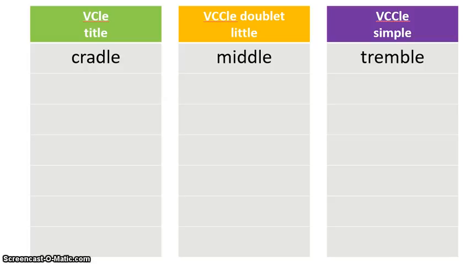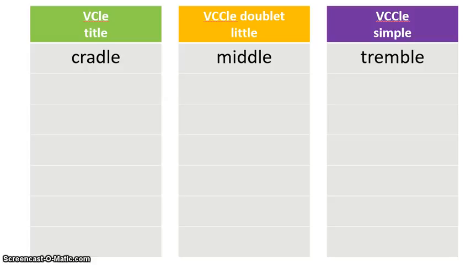So let's take a look at the first column, the green column. And I am specifically looking for a vowel consonant LE pattern. If you look at the word cradle, it falls into this pattern. You have the A as the vowel, the D as the consonant, and it's followed by an L and an E. So that goes in the first column.